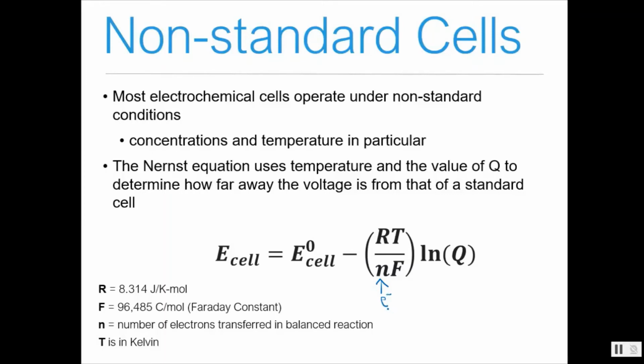So we'll use our balanced equation to figure out how many total electrons get transferred, and that's what we'll plug in here. And then F is our Faraday constant, 96,500 coulombs per mole. Q, remember, is our equilibrium constant when we're not at equilibrium. And since we're under non-standard conditions, we wouldn't be at equilibrium. Q is going to be the concentration of the products divided by the concentration of the reactants. If we do have any coefficients in our balanced equation, we would put those coefficients here as exponents.